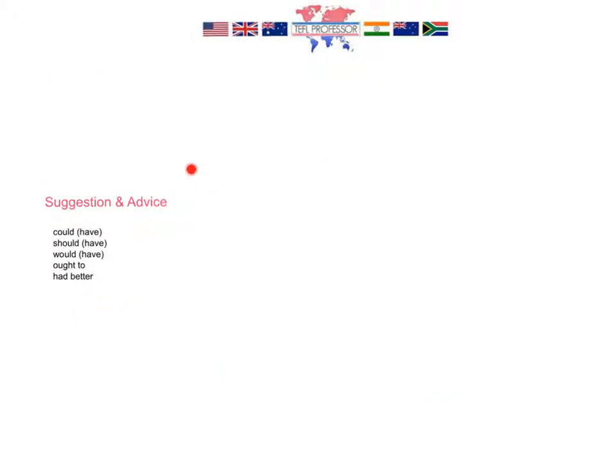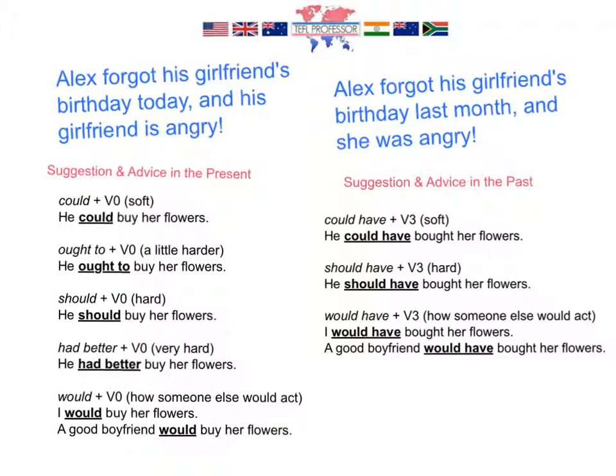Moving on, we're going to look now at suggestion and advice. We have could, should, would, ought to, and had better. With could, should, and would, we also have the have on the end that allows you to talk about them in the past. So Alex, again, forgot his girlfriend's birthday today, and his girlfriend is angry.